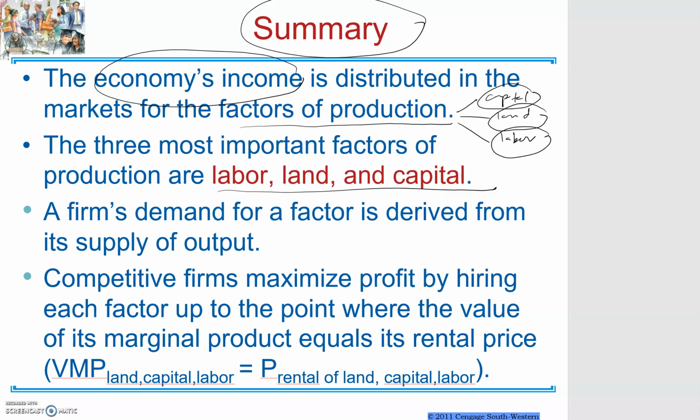And a firm's demand for a factor, which is labor, land and capital, is actually derived from the supply of output. It means the firm's decision to supply goods and services causes the demand for labor, land and also capital. Okay, next. A competitive firm maximizes profit by hiring each factor up to the point where the value of its marginal product equals its rental price.